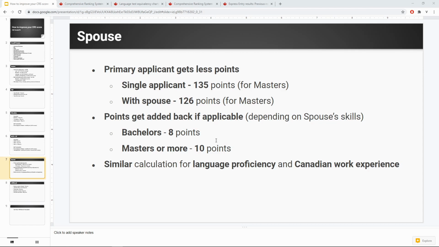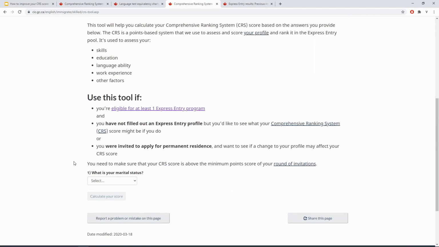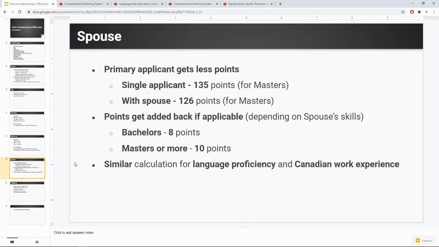Similarly, they calculate CRS points for language proficiency as well. Primary applicant gets less points for language proficiency, and points are added back depending on their spouse's language proficiency, and it's the same for Canadian work experience points. And you don't have to remember the breakdown of all these points. You just go on their website and start calculating your CRS score from here. I'm just showing you the impact of each factor on your total CRS score.